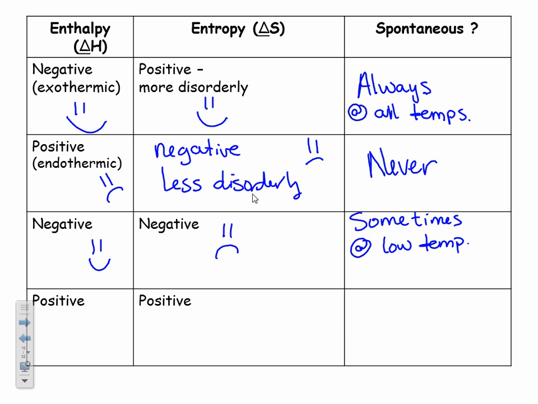If we have a positive enthalpy, the universe doesn't like that, but we have an entropy that is favorable to the universe, the same thing occurs. The reaction is sometimes spontaneous, but the temperature conditions change. It's spontaneous at high temperatures.